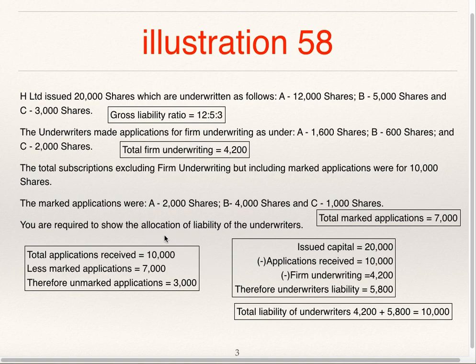Now you are supposed to show this in a statement. Issued capital is 20,000, applications received 10,000, they have agreed upon to take 4,200 shares, remaining 5,800, how this will be shared between or among A, B and C. Who will take the responsibility of 5,800 shares? That you are supposed to find out.